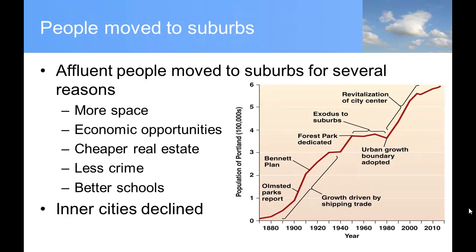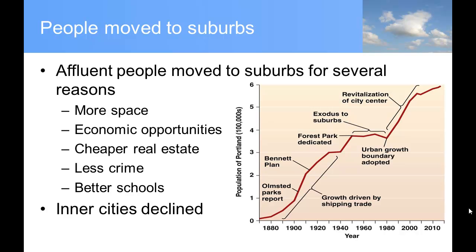Affluent people, if you have the money, you can move out into the suburbs, especially as we build up more highways and make it easier to commute in and out of the cities. It's no longer a requirement that you live a very short distance from where you work. Average Americans now commute almost an hour one way to get to work. So the first people to move out of the cities are, of course, the affluent.